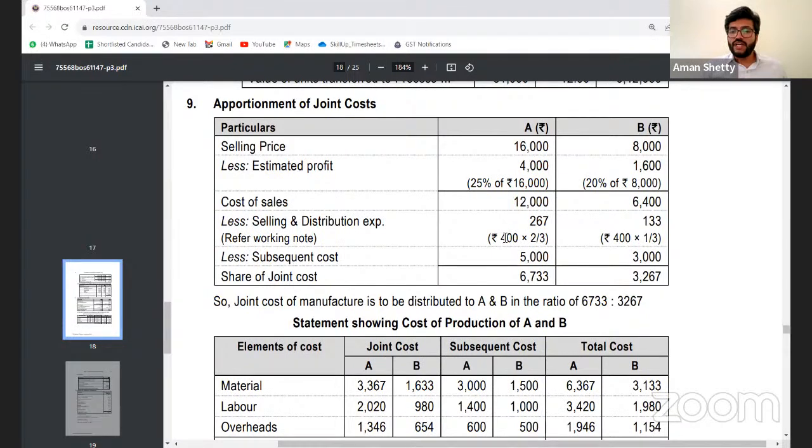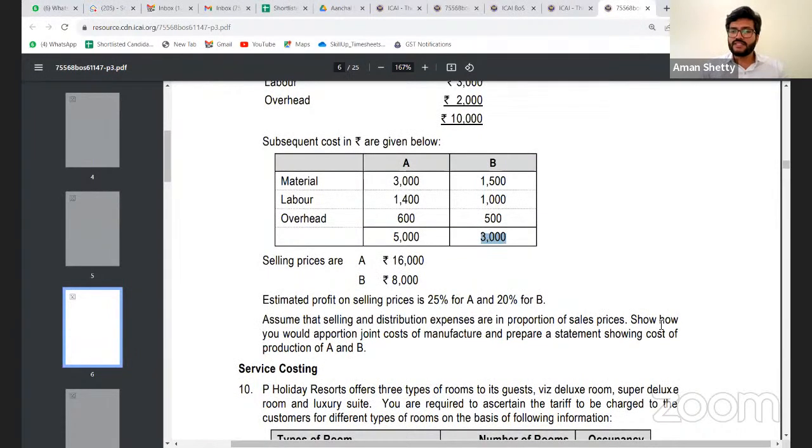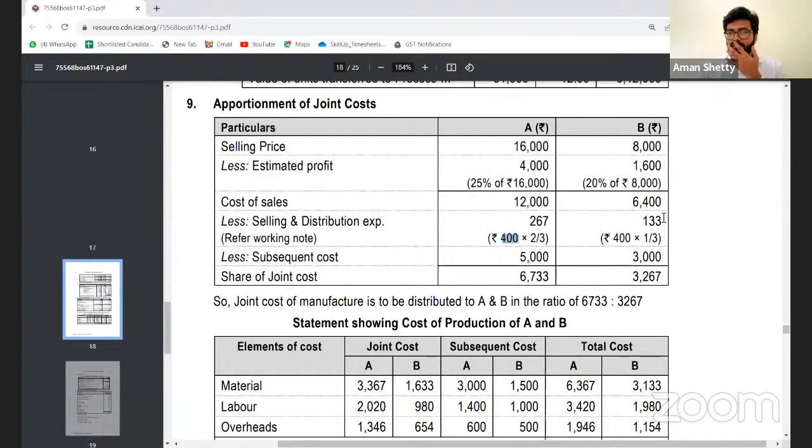Now, this is important. 400 is the total selling and distribution expense. It is apportioned in the ratio of your selling price, in the proportion of the sales price. So in the ratio of 16 is to 8, clear? That is why into 2/3 and into 1/3, 267, 133. When you minus this and then minus further processing cost, what you're left with is share of joint cost. Clear, all of you?